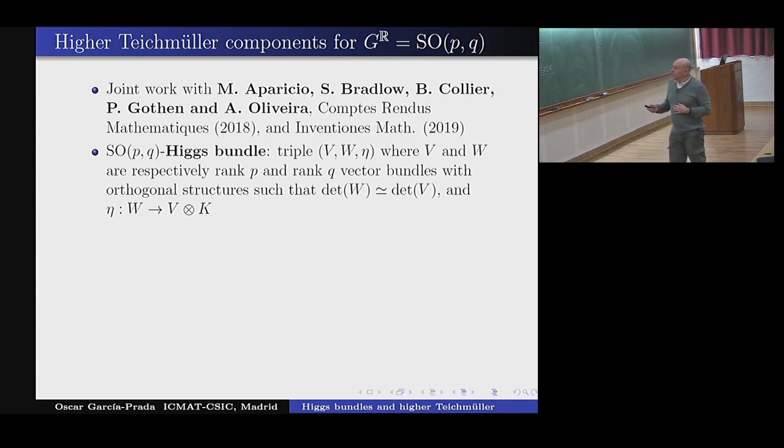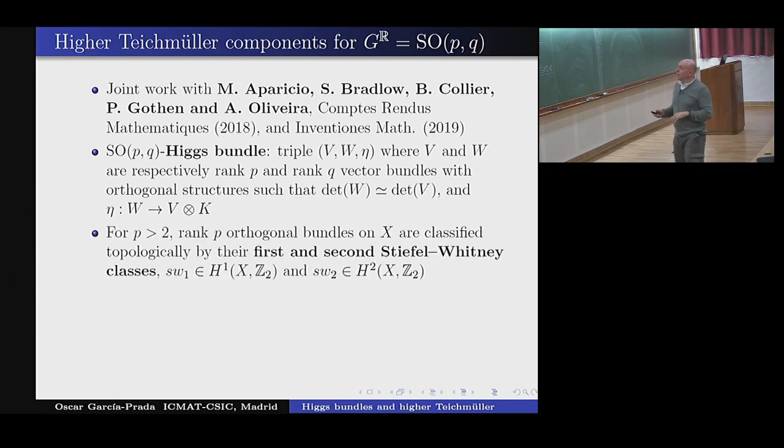Let me just say that an SO(p,q) Higgs bundle is a triple. Remember that in the context of classical groups, we think of these things as vector bundles. So it's two vector bundles, V and W, each equipped with an orthogonal structure, and the determinant of W is isomorphic to the determinant of V, and there is a Higgs field which goes from W to V tensor K. So these are the objects, and there's a moduli space and so on and so forth.